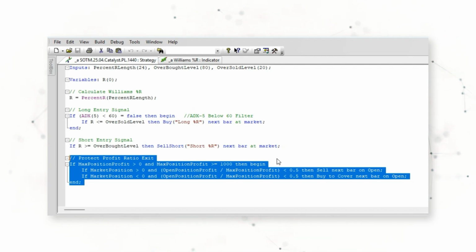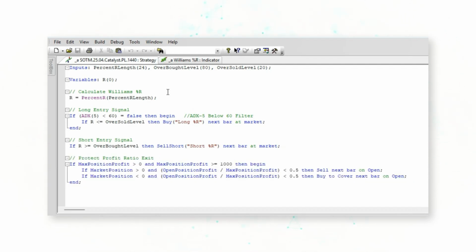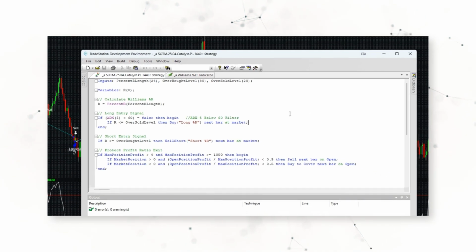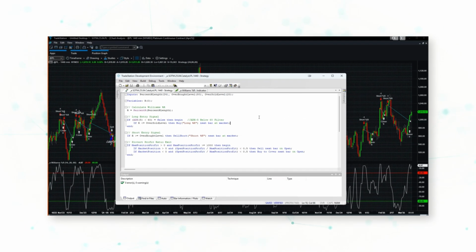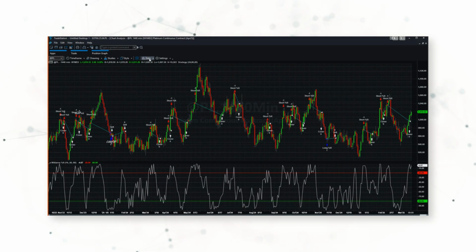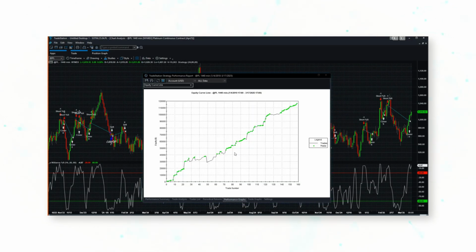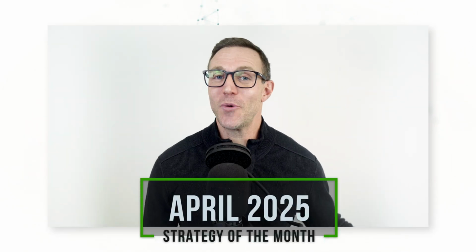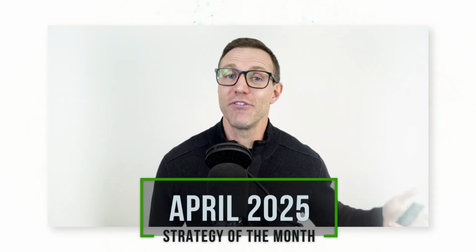So overall, as we can see from the code, it's a classic mean reversion trading system that uses oscillator extremes to enter trades with a thoughtful profit protection technique that helps preserve capital when markets begin to turn. And most importantly, we know via long-term performance statistics that this is a winning approach to trading the platinum futures market. So that's it. That is our April 2025 strategy of the month.